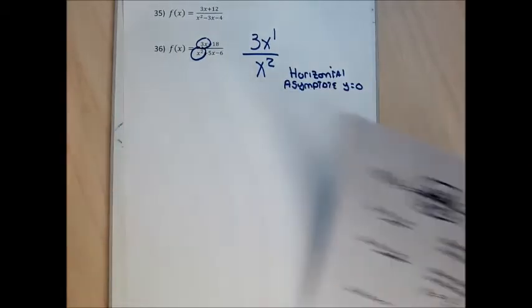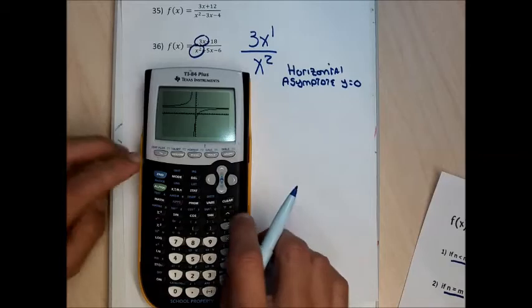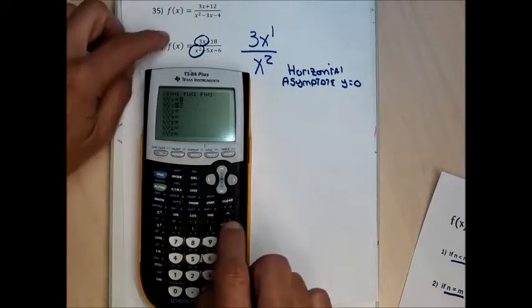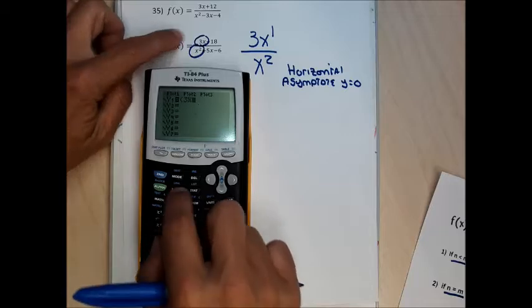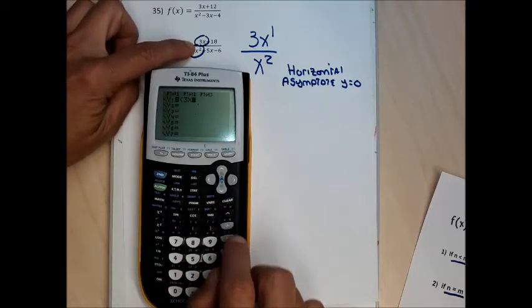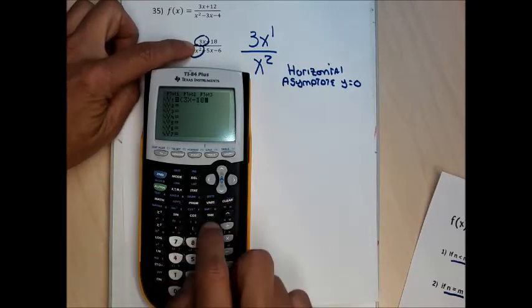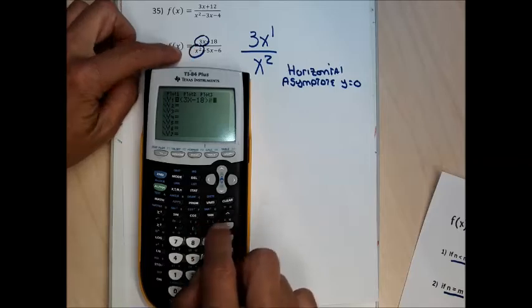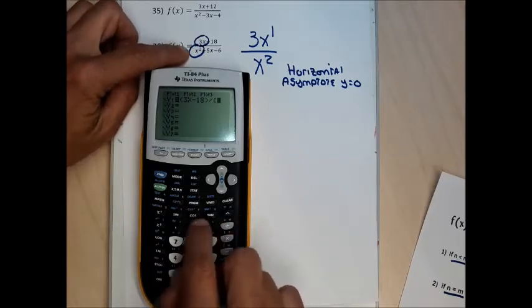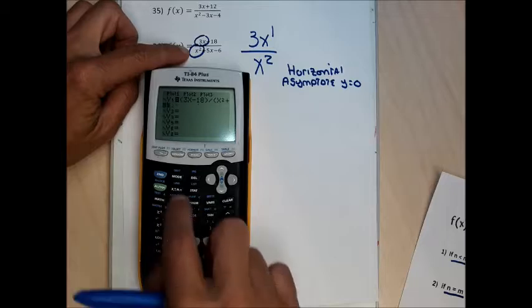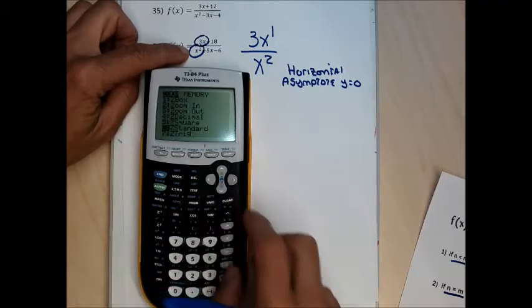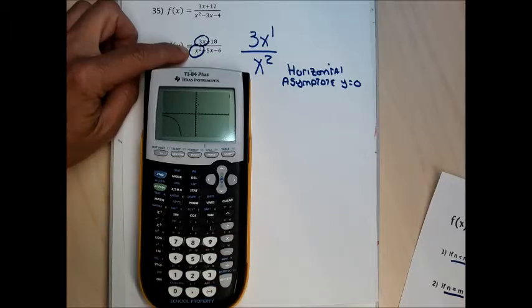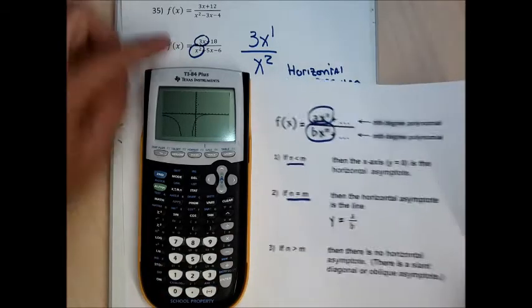And let me graph this to show you that that's the case. I'm going to graph the function parentheses 3x minus 18, I hope it was, maybe it was a plus 18, divided by x squared plus 5x plus 6. And I'm just going to go back to a zoom standard. And the x-axis is going to be the horizontal asymptote.